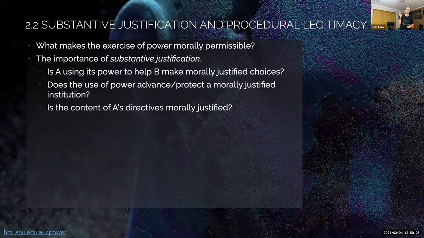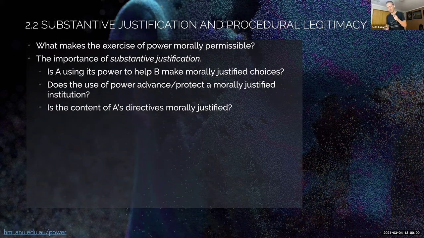A paper that I really like on this, I've put in the references at the end, by A. John Simmons, called Justification and Legitimacy. So first there's the question of substantive justification. If A is using power over B and the goal is governance or something worthwhile, the question is: is A using its power to help B make morally justified choices? Is A enforcing what B ought to do anyway? That would be substantive justification. Is A using power to advance or protect a morally justified institution?